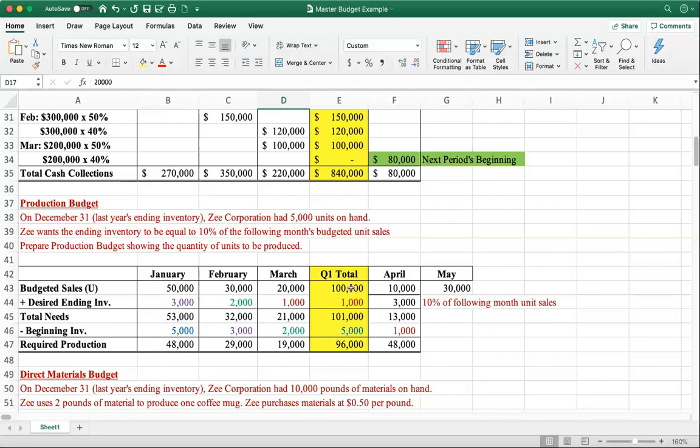Now we move to the total column because we need to make a quarterly calculation.